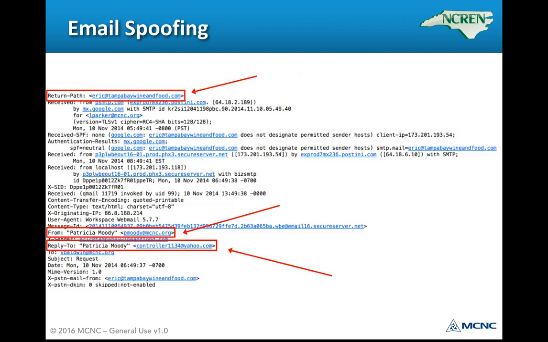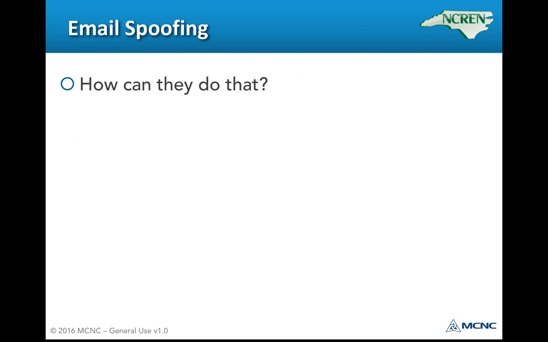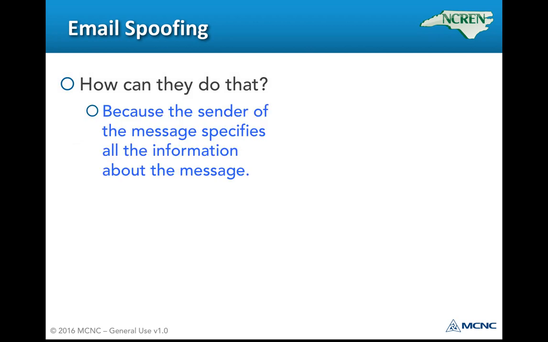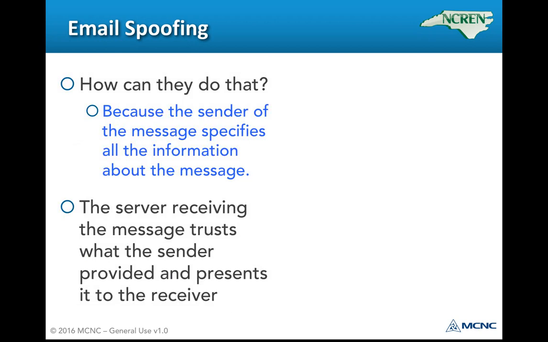So the question is, how can the attackers do that? How can they change the information that's in those headers? And the answer is because the sender of the message is in complete control of the specifics, and they get to specify all of the information about the message. And then the server that receives the message just trusts that what the sender provided is accurate, and it presents it to the receiver. That's the unfortunate situation that we find ourselves in with regard to email and how the protocol is established. So it's kind of like expecting to get something like this, and when the message is spoofed, what you end up with is this instead.